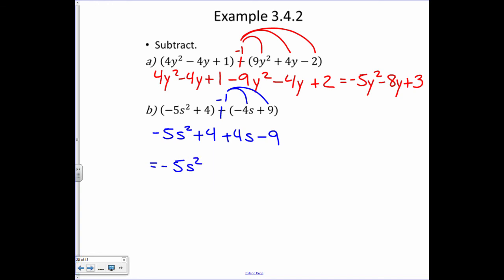Negative 5s squared. There are no other s squared terms, so that just stays the same. Plus 4s, there are no other s terms, so that just stays the same. And then 4 minus 9 is negative 5.